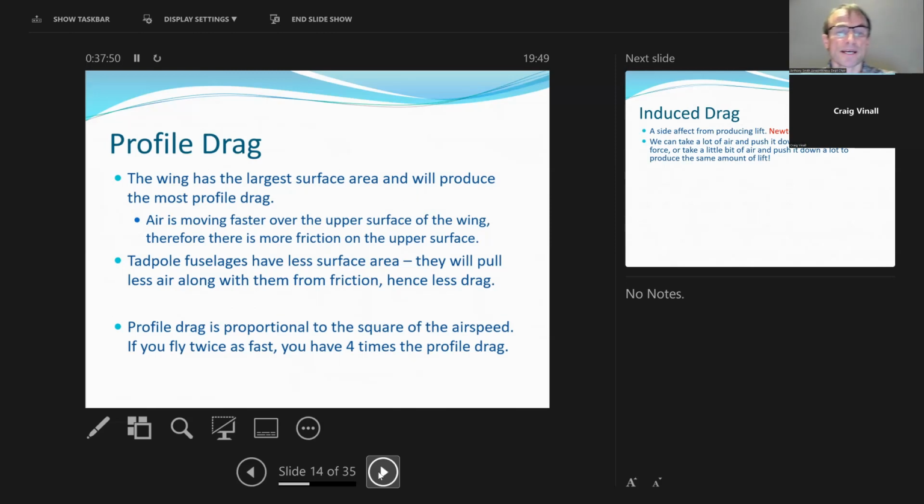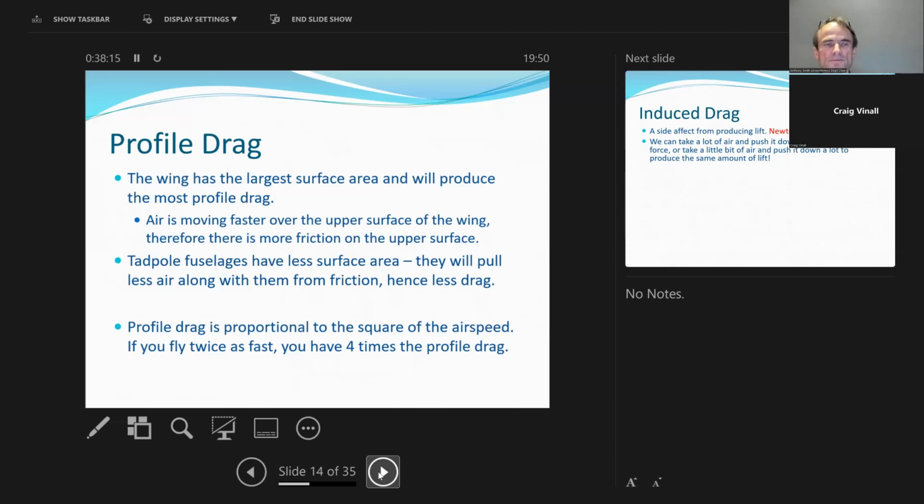So out of profile drag, the wing is the largest surface area on the sailplane. It will produce the most profile drag. This is why when we do use the drag equation, there's that S in there. It's the wing surface area. It's our reference area for that. I mentioned before that the air is moving faster over the upper surface and therefore has proportionally a bit more drag than the lower surface.